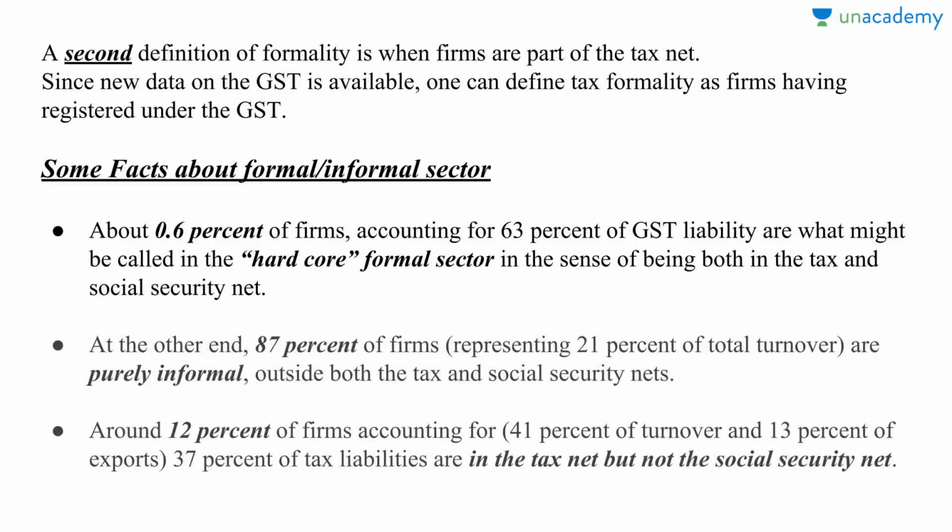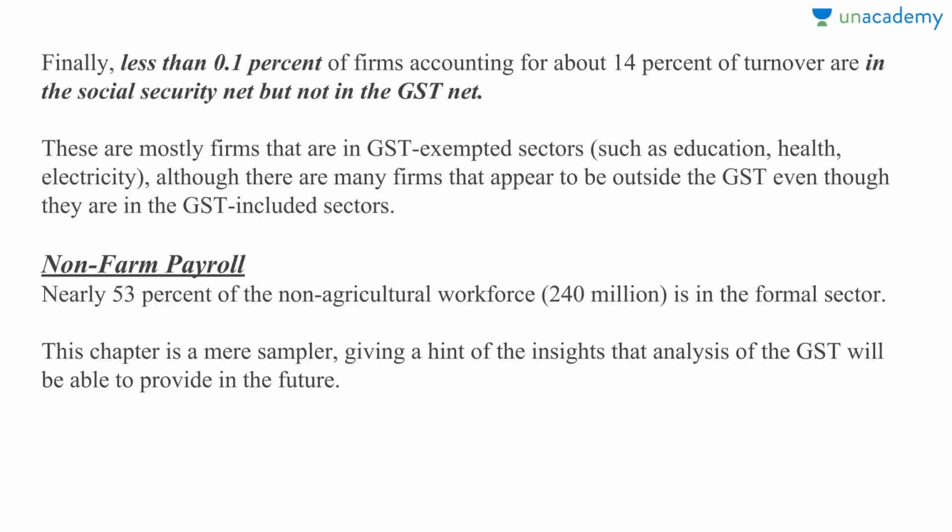Since GST is available, one can easily define tax formality, those who are registered under GST. So 0.6% of the firms, which account for 63% of the GST, are in the hardcore formal sector. Okay, 87% of the firms are purely informal, which is outside of both tax and social security, and 12% of the firms pay their tax but not the social security. So these are some of the facts.